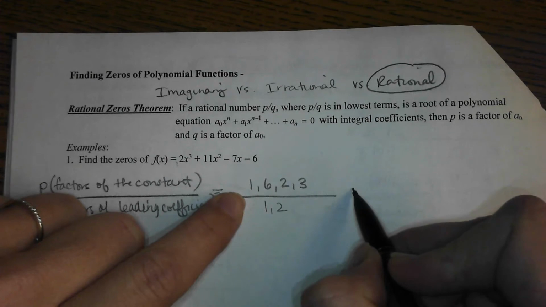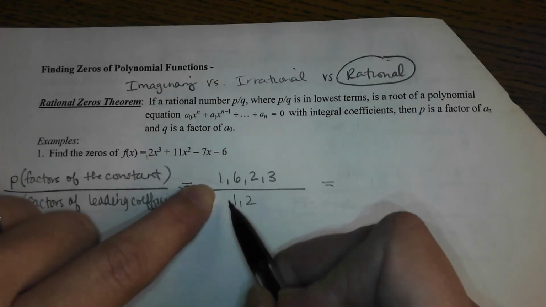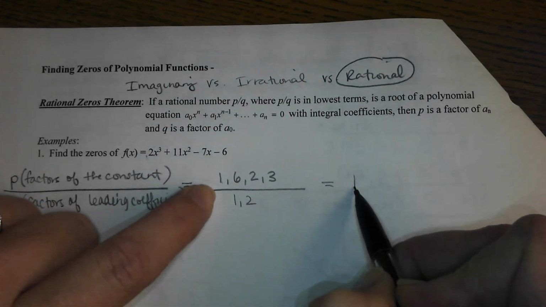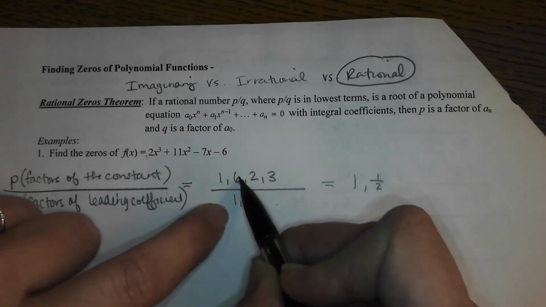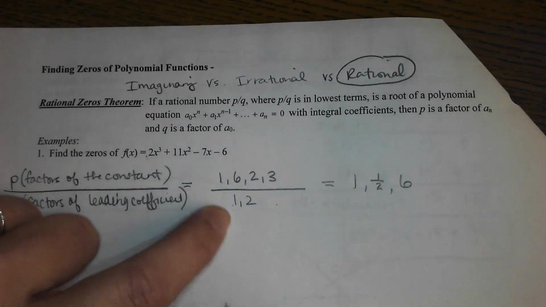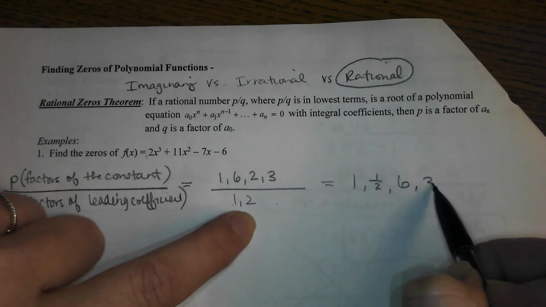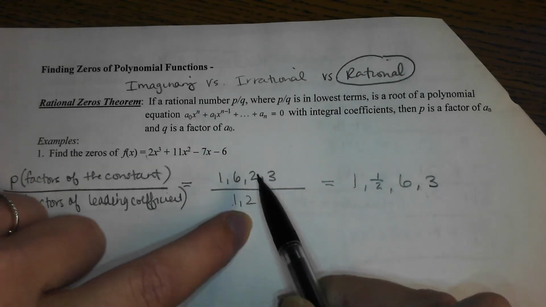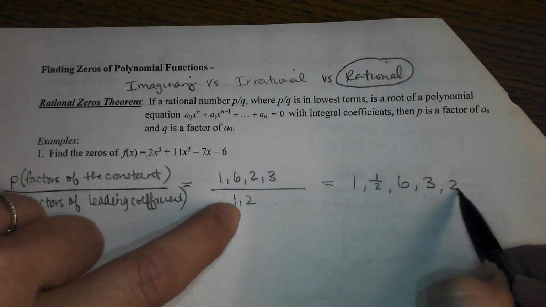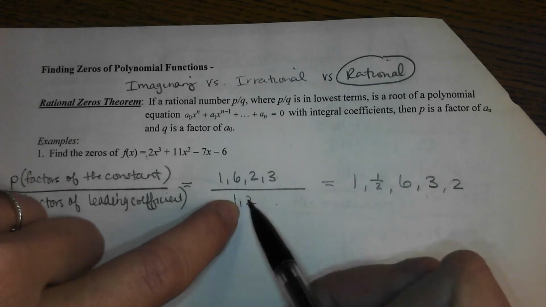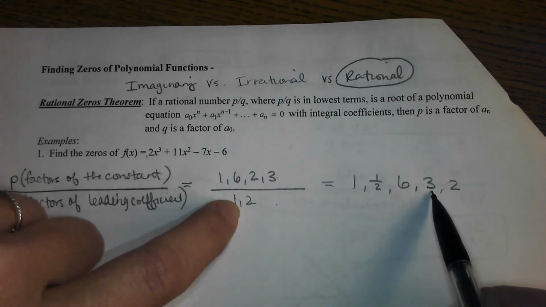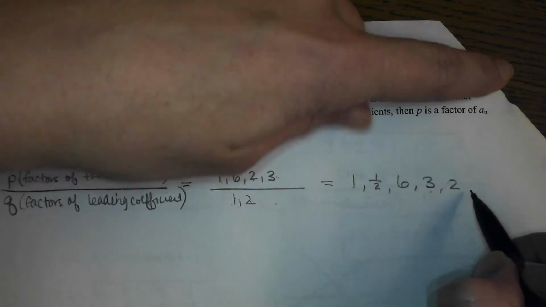So if you were to actually list them out, you'd have 1 over 1, which is 1, or 1 over 2, which is a half. You'd have 6 over 1, which is 6, or 6 over 2, which is 3. 2 over 1 is 2, and 2 over 2 is 1, but we don't have to relist that because that's already on our list. Do you follow that? 3 over 1 is 3. That's already on your list. And 3 over 2 is 3 halves.